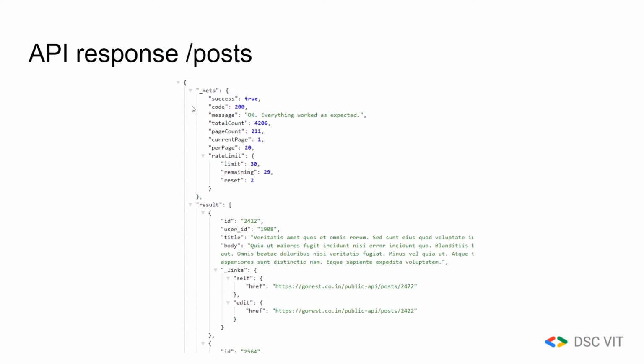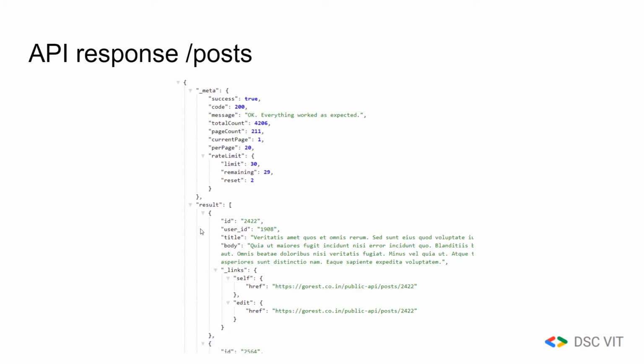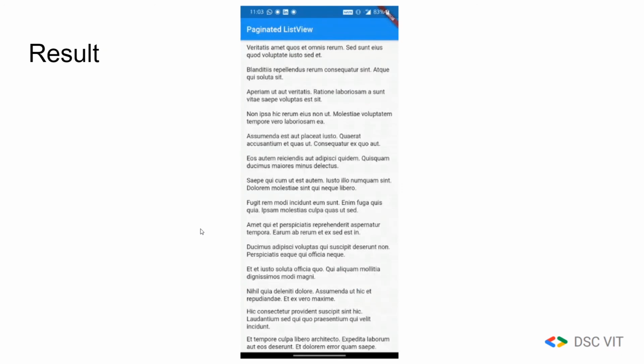The response for the /posts endpoint looks something like this. The useful part for us is the current page, per page, page count, and the result. Even in the result, the useful part for us is only the title in our case, because we are only going to be showing the title, as you can see.